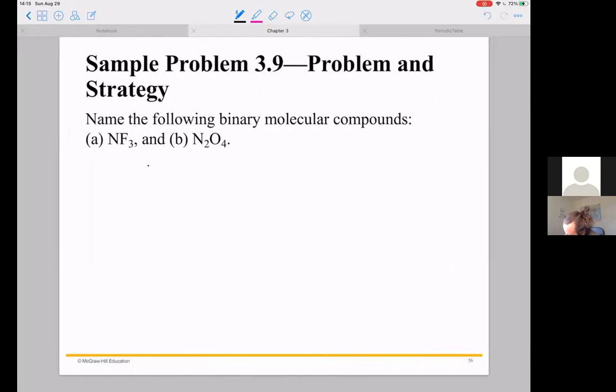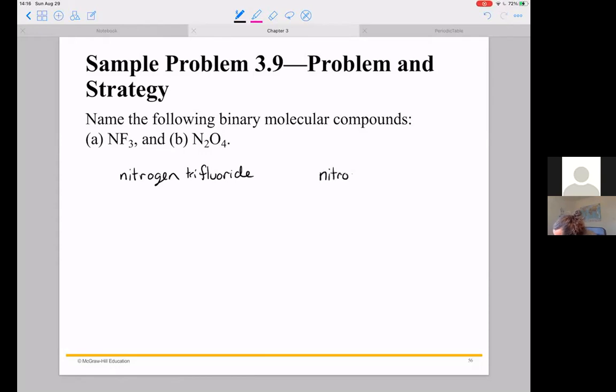All right, so let's do a few examples here. NF3, again, I'm just going to name the first element, whatever it is. Nitrogen. For the second element, I've got to change it up just like if it was an anion. So for fluorine, that becomes fluoride. But then I'm going to include those ratios. Because I only have 1 nitrogen, I don't have to include mono because it's the first one. But for the fluoride, I have to indicate that there are 3 of them by saying nitrogen trifluoride. Okay.